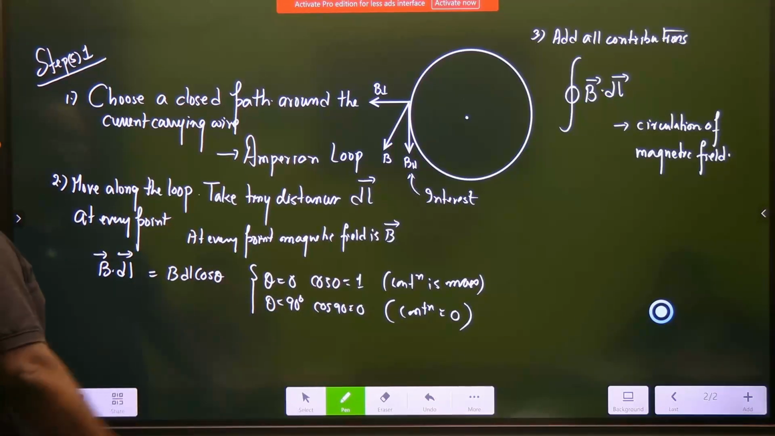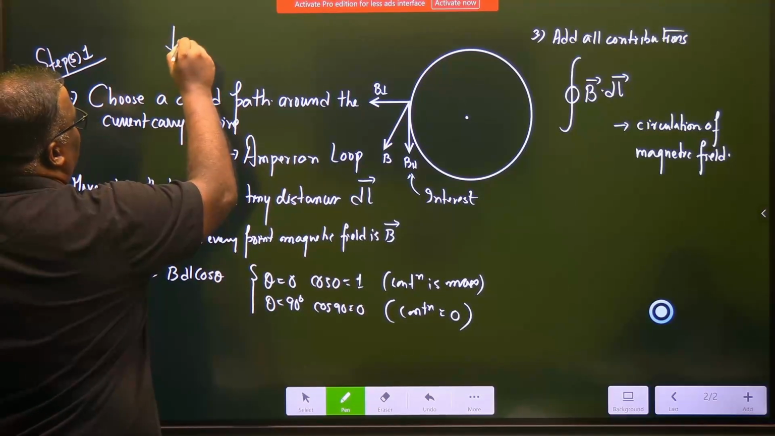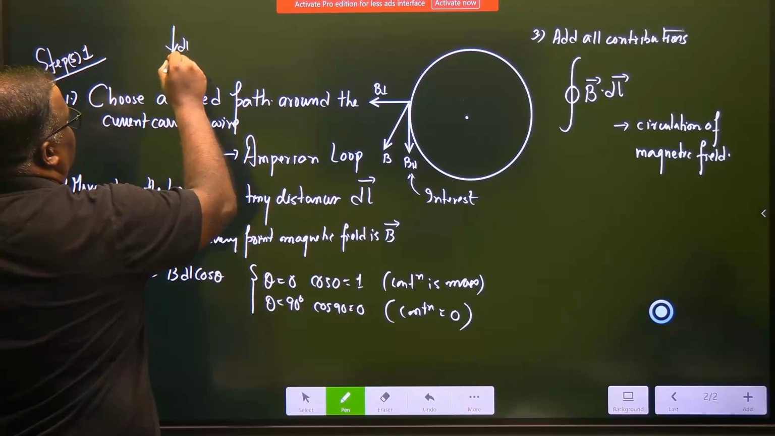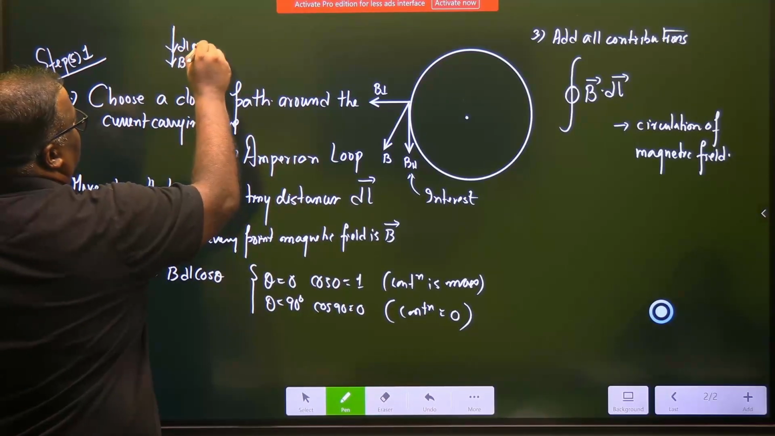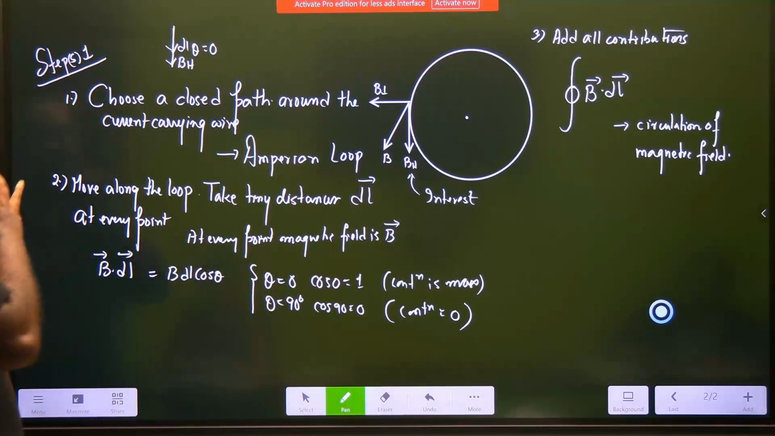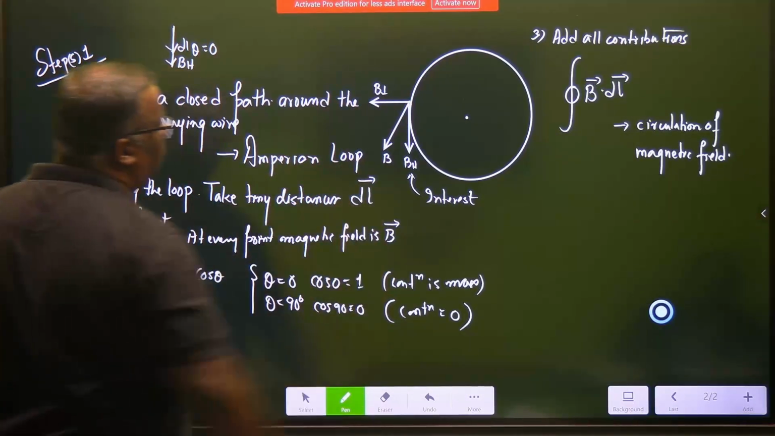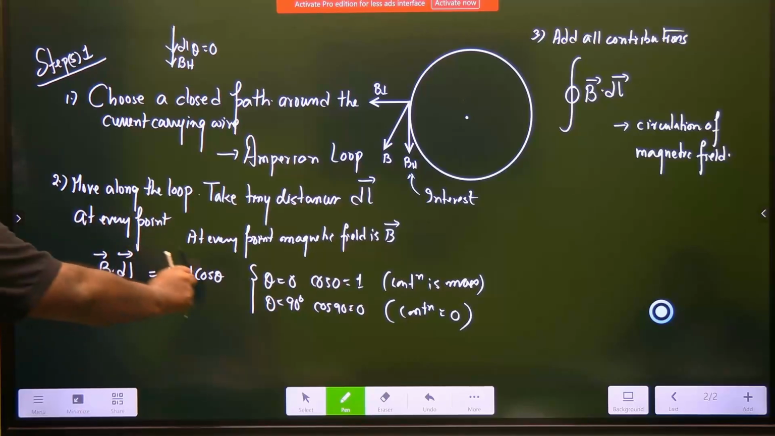And if theta is equal to 0, what does that mean? That my dl vector is along this side and my B vector is also along this side. Then theta is equal to 0, and the contribution is maximum. And if by chance you take the perpendicular component, then it is at 90 degrees, so that does not contribute to us, right? So we find one contribution, which is B dl cos theta.